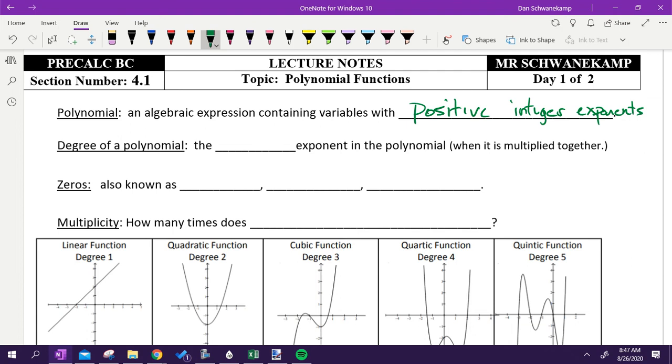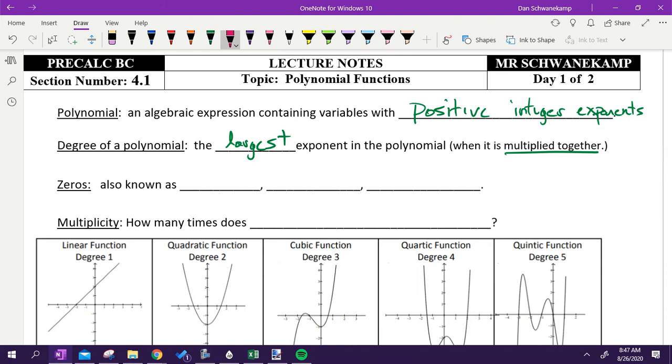The degree of a polynomial, a phrase you're going to hear on every single problem. The degree of a polynomial is the largest exponent in the polynomial when it's been multiplied together. That's key. It's the largest exponent. But if it's in factored form, you got to think, all right, what would it be if I multiplied this all out? That's important.